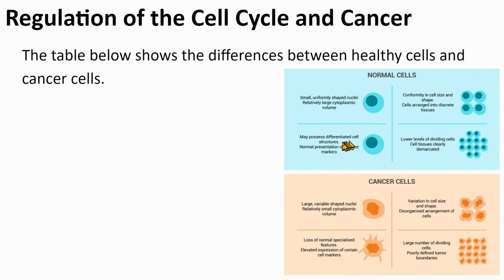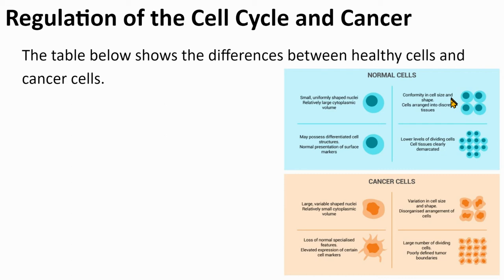Many possess differential cell structures, normal presentation of surface markers. Those would be proteins, like receptor proteins. And this has loss of normal specialized features, elevated expression of certain cell markers. And that's how they sort of tell if you have cancer, by those markers.